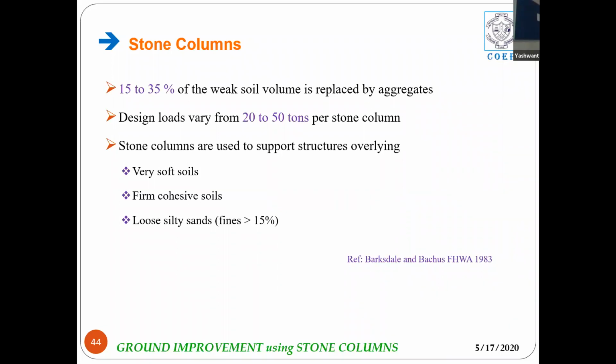So we should see that at a particular site, the removal of the weak soil in terms of volume should be in the range of 15 to 35%. Once these stone columns are constructed, their design loads range from 20 to 50 tons per stone column. And these stone columns support structures where the soil is either very soft soil, firm cohesive soils, or sands, or loose silty sands where the fines are greater than 15%.